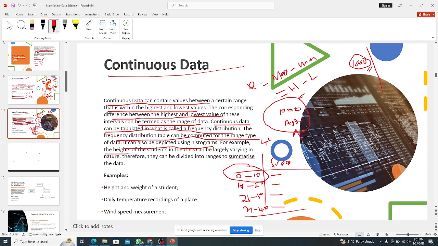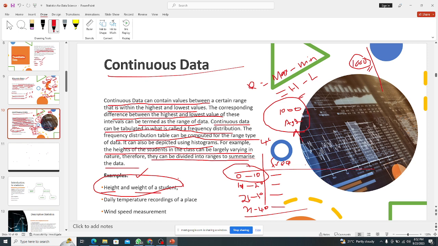For example, the heights of the students in the class can be largely varying in nature. Therefore, they can be divided into ranges to summarize the data. Okay? Yes, whatever we've done here. So we have some examples, like when we are talking about the height and the weight of students, definitely this will take continuous form.